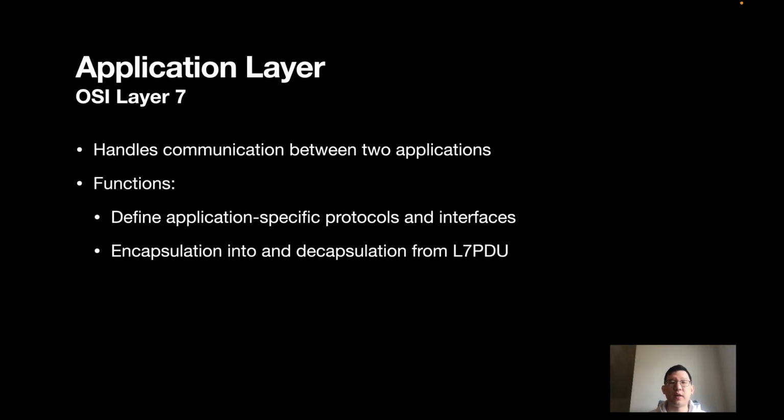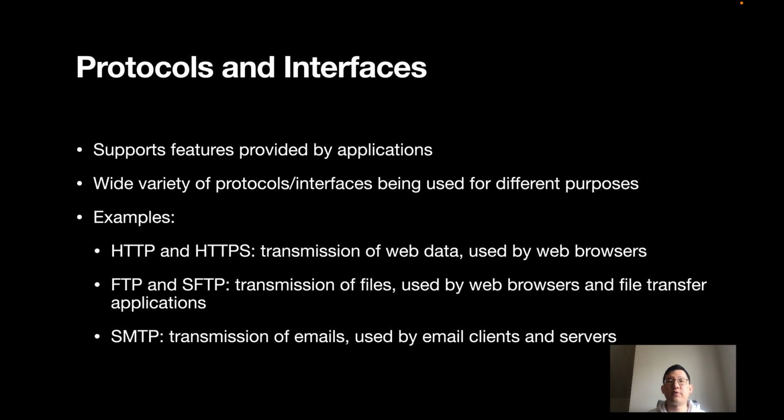Now, the application layer handles communication between two applications, and it provides two functions. First, it defines the application-specific protocols and interfaces, and second is to provide encapsulation into and decapsulation from the L7 PDU. The protocols and interfaces at the application layer support the features that are provided by the applications, and there's a wide variety of protocols and interfaces, and these are designed or architected for different purposes and with different assumptions.